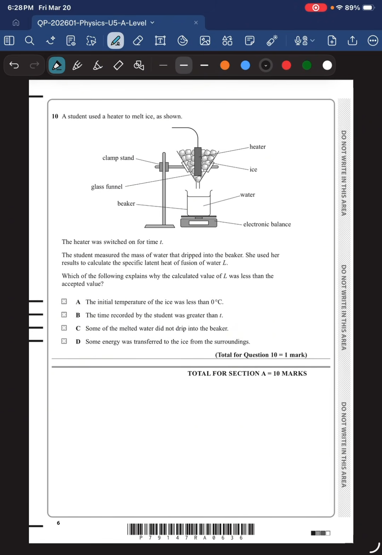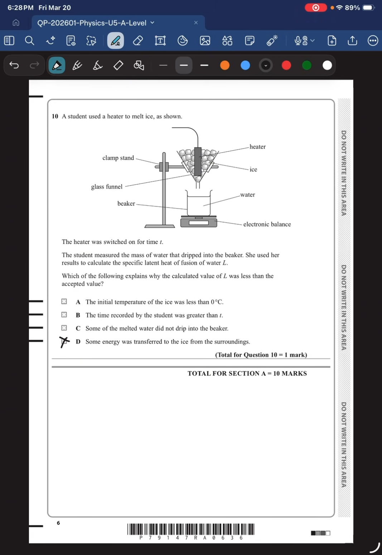A, the initial temperature of the ice was less than 0 degrees Celsius. No, that's not the case. B, the time recorded by the student was greater than t. The time doesn't affect the measurement of the latent heat. C, some of the melted water did not drip into the beaker. Okay, but D says some energy was transferred to the ice from the surroundings, which is the correct answer.